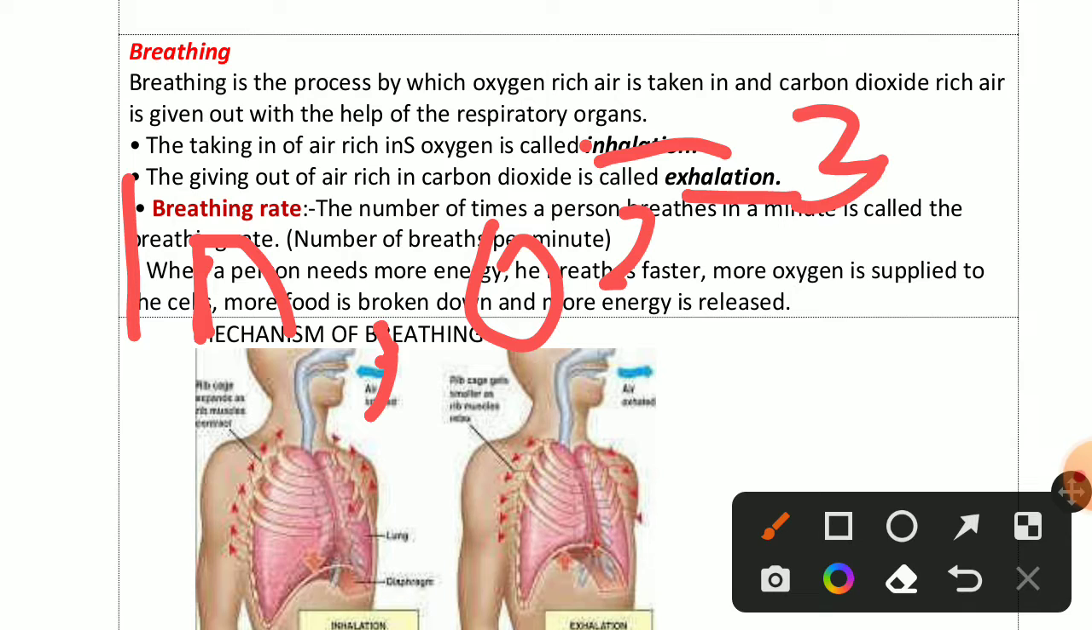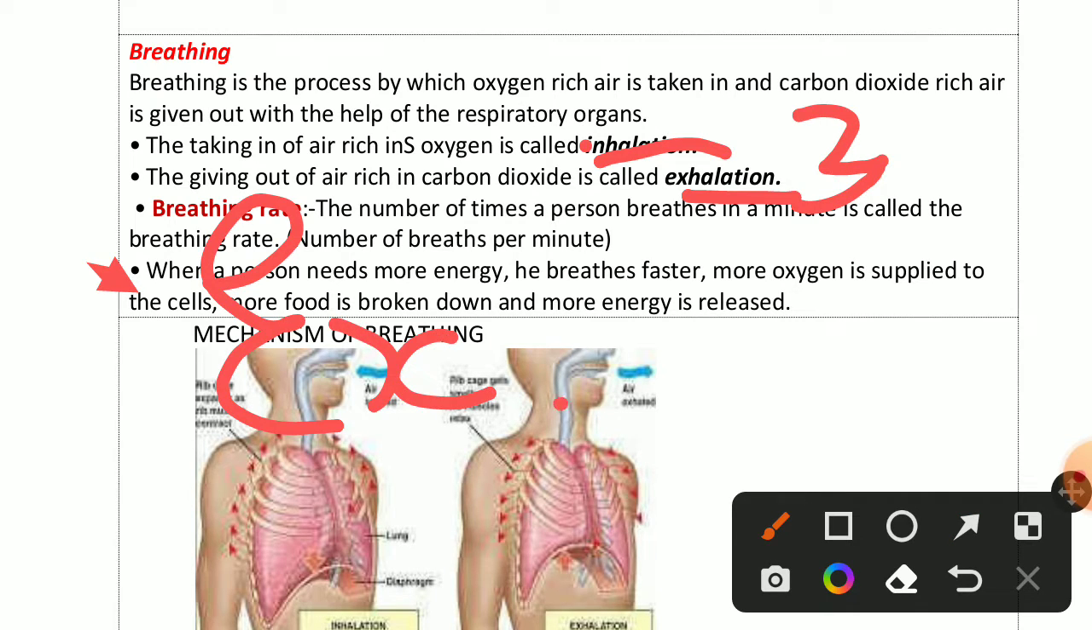exhalation. Exhalation means out. Exhale means out. Out means CO2. CO2 is nothing but carbon dioxide. CO2 means carbon dioxide, N2 means nitrogen, H2 means hydrogen. I will tell the symbols and names of some gases in future videos. Now the two main gases are oxygen O2 and carbon dioxide CO2. These are inhalation and exhalation, the two steps of breathing.